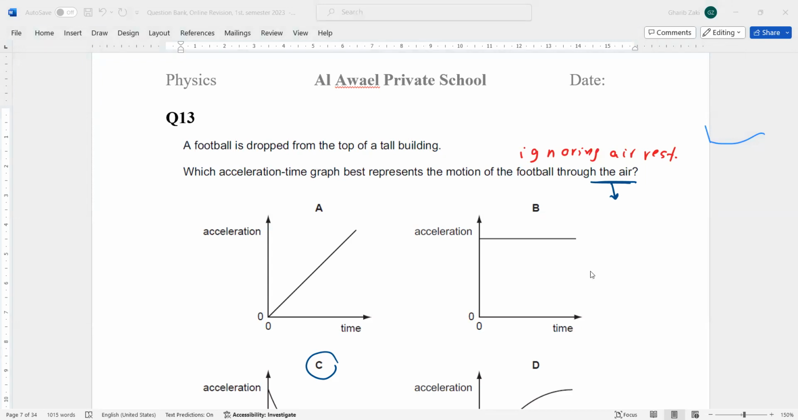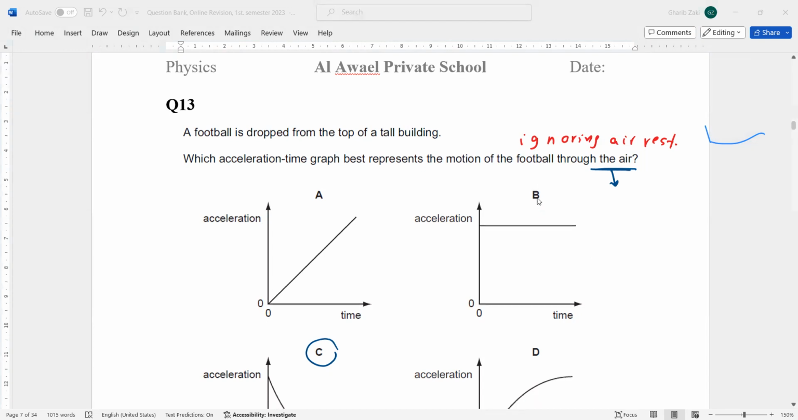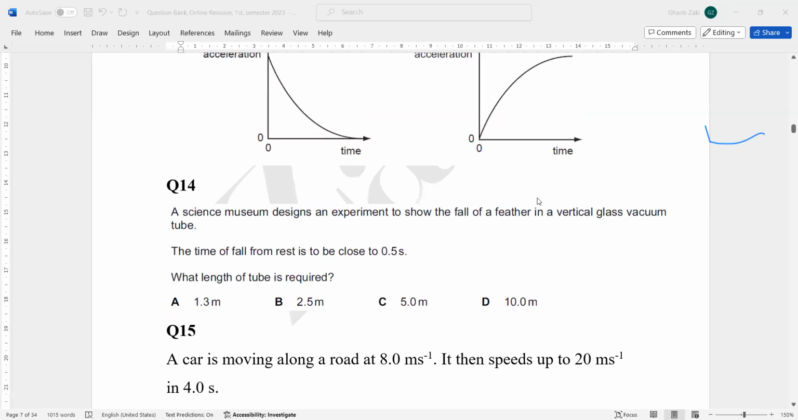Okay, Mr. When you come, 39. Okay, now let us go to the next question, question number 14. Now we can explain the difficult questions quickly. If you have any question, just send me a message or raise your hand.